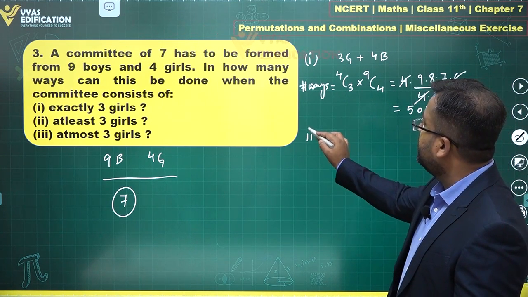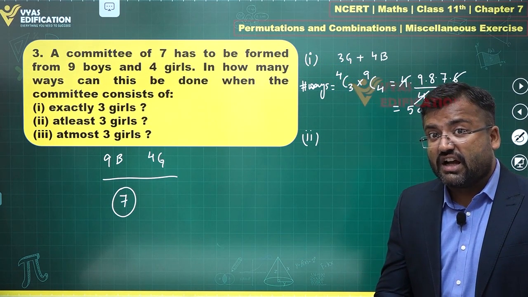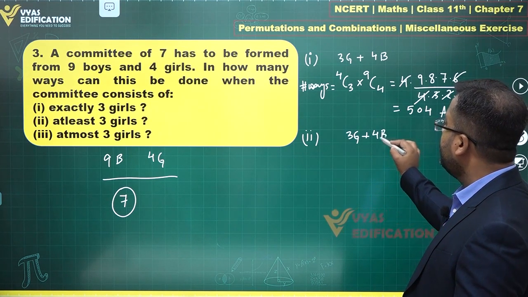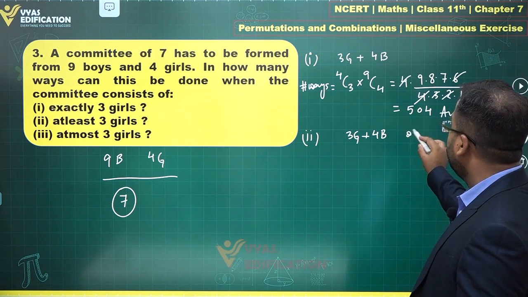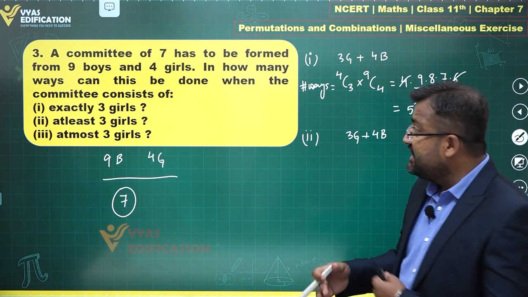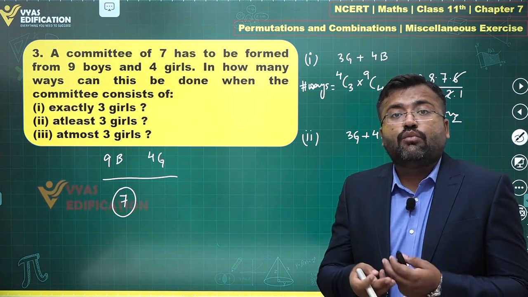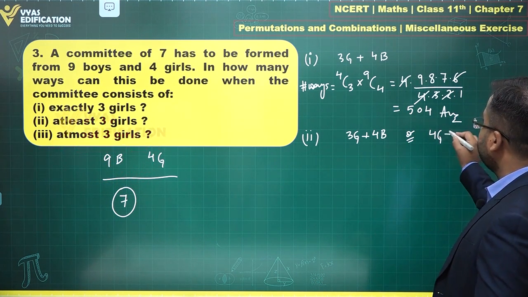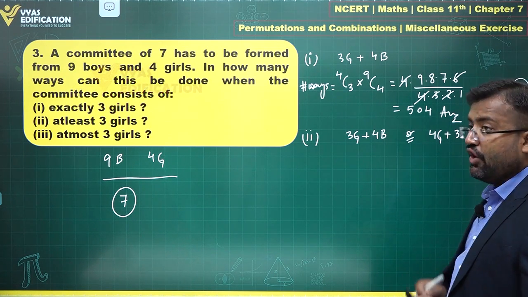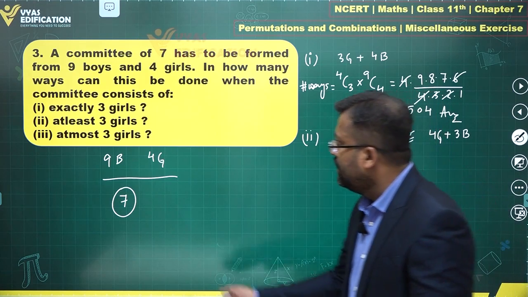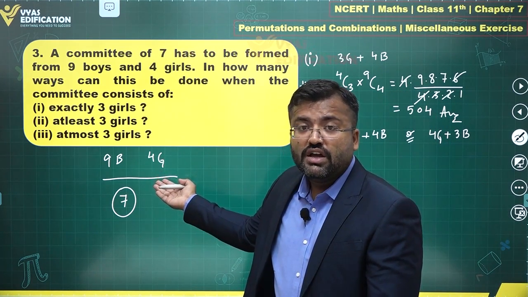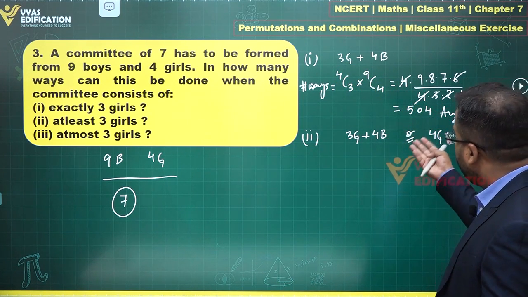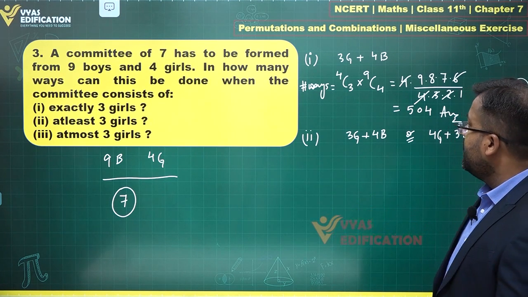Next, in the second part, you're asked that at least 3 girls are selected, right? So you can make a selection of 3 girls and 4 boys to give you a committee, or, since it says at least 3 girls, that means you can select more girls, right? So you can select 4 girls, and along with 4 girls, you have to form a committee of 7, so you'll select 3 boys. Or maybe you can select 5 girls as well. But are there 5 girls available? No. There are only 4 girls. At max, you can select 4 girls. So 3 girls plus 4 boys, or 4 girls plus 3 boys. That's what you have, right?